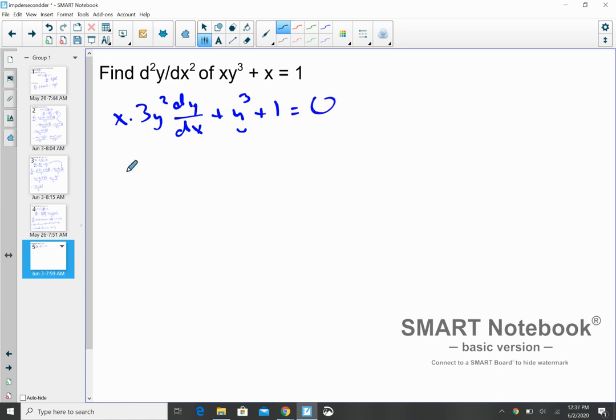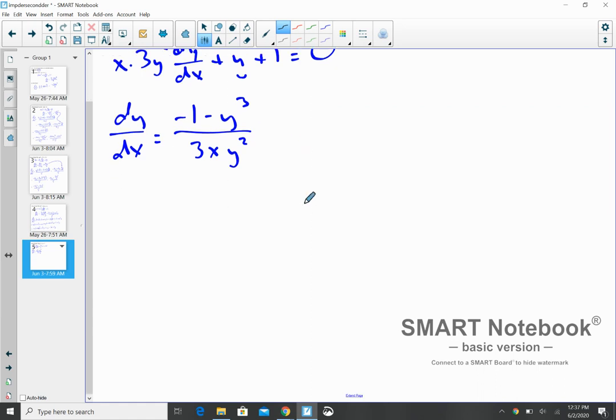Let's get dy dx by itself. So dy dx, I'm pretty good at algebra, so I'd be subtracting the y cubed and the 1, and I'd be dividing by 3xy squared. Oh, this one's going to be fun, because our quotient rule is going to be ugly. All right, so let's go for that quotient rule. Let's go for that second derivative. And give myself a little bit more space here. Definitely going to be needing more.